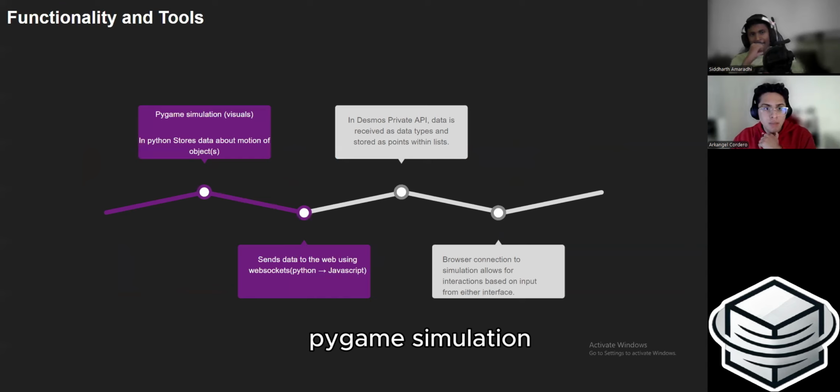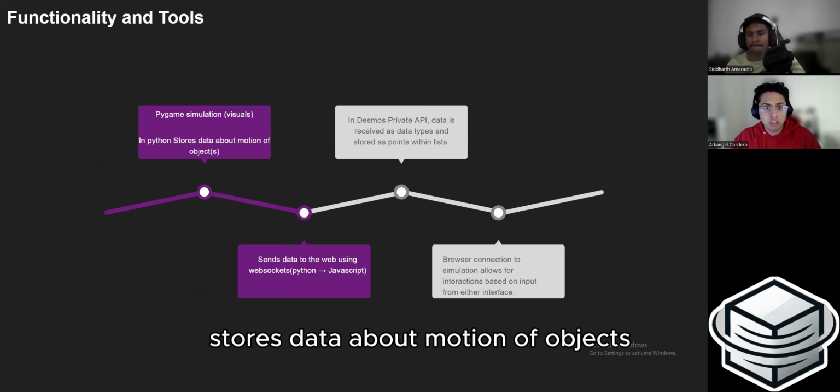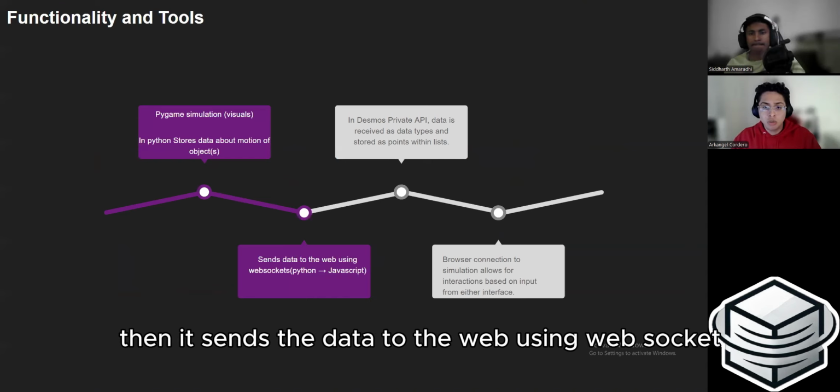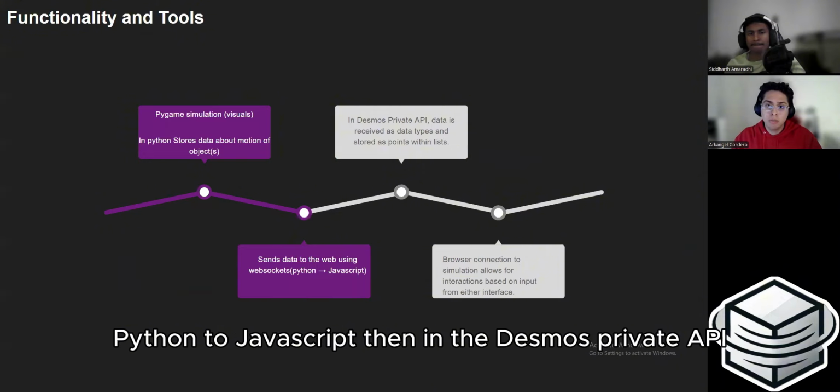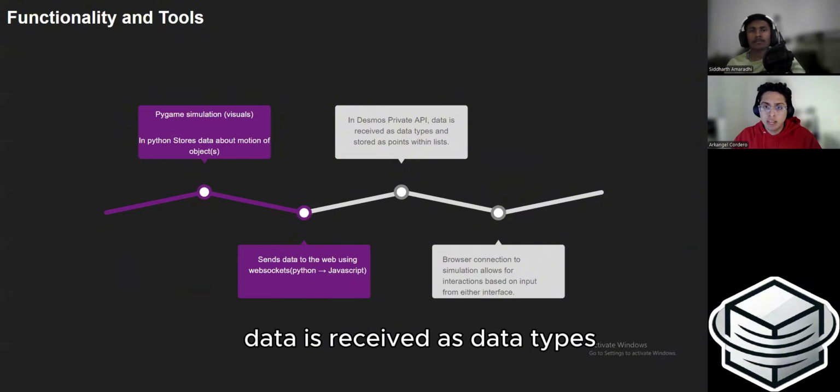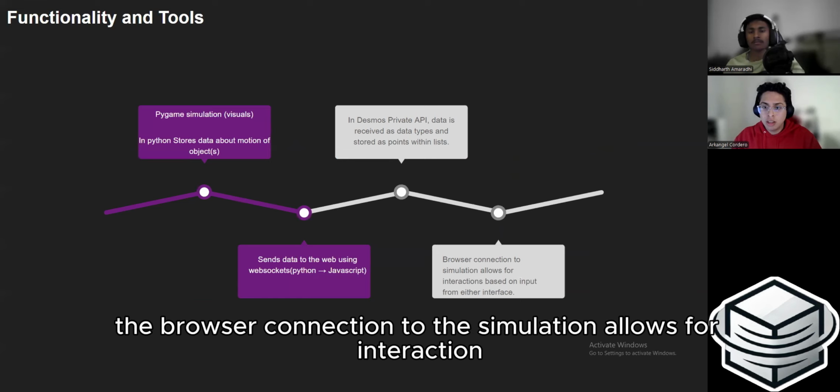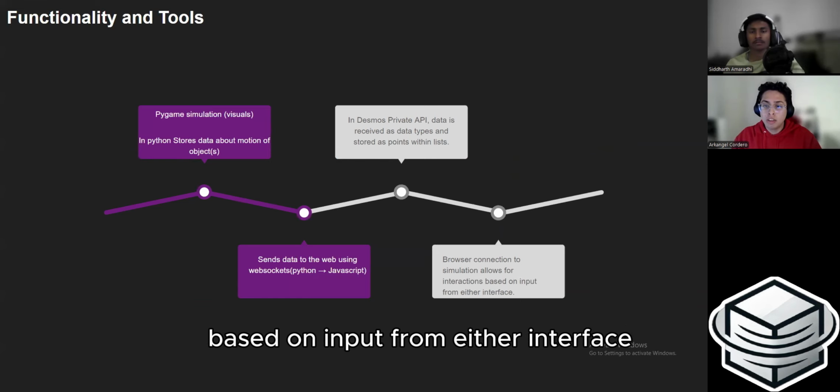Functionality and tools. The PyGame simulation, the visuals in Python, stores data about motion of objects. Then it sends the data to the web using WebSockets, Python to JavaScript. Then in the Desmos private API, data is received as data types and is stored as points within lists. The browser connection to the simulation allows for interaction based on input from either interface.